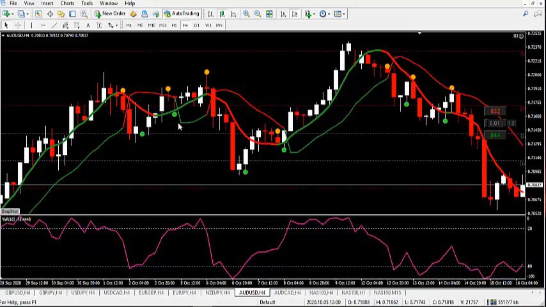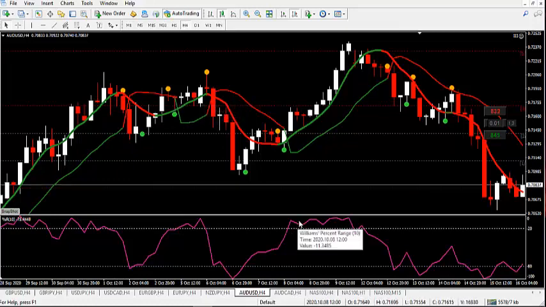Then the third indicator, which is this one, is similar. When it crosses red, you want to enter for a sell, it means the sellers are in charge. When it crosses green for a buy, it means that the buyers are in charge.